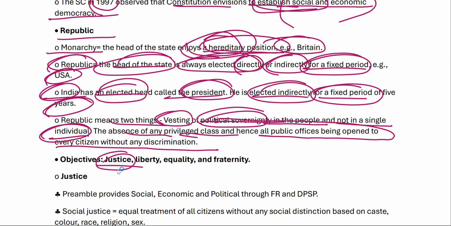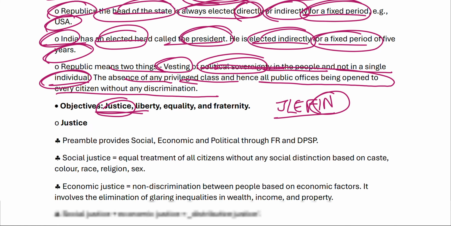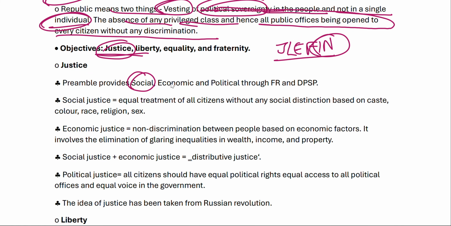The objectives are justice, liberty, equality, and then fraternity, which includes integrity. Justice: the Preamble provides social, economic, and political justice. This is through fundamental rights and then the DPSP.